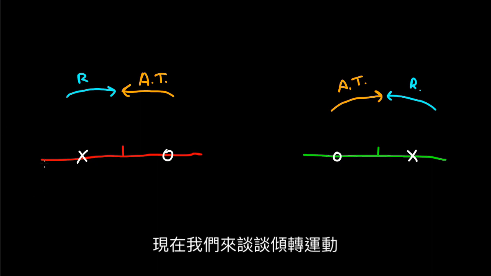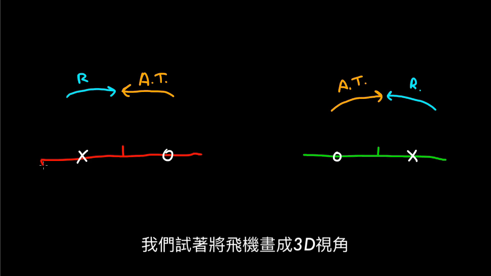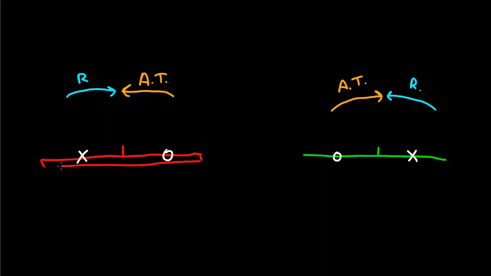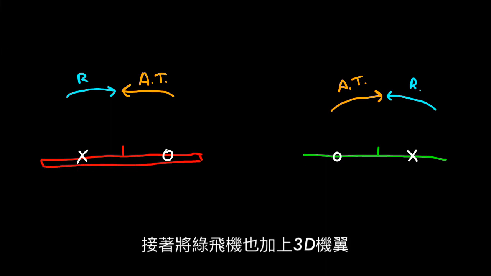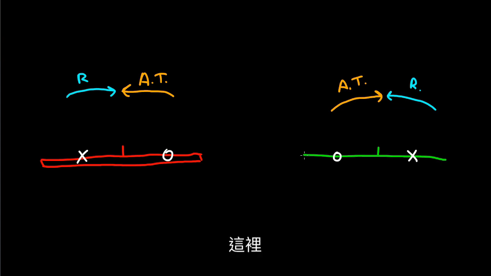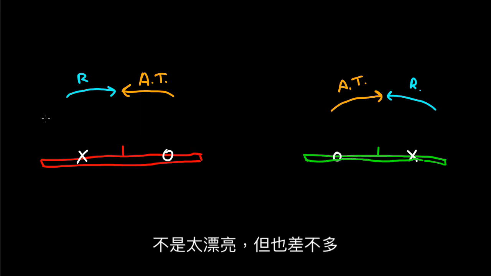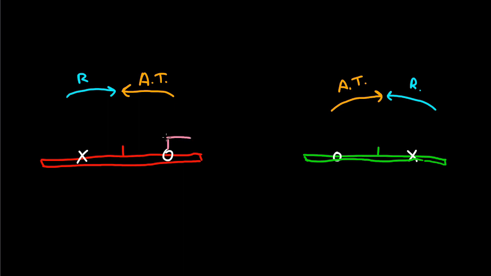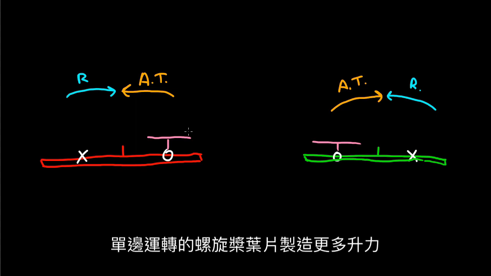Now, since we're talking about rolling motion, we'll make these aircraft a little bit three-dimensional. So we'll see if we can draw a three-dimensional wing there, and we'll draw a three-dimensional green wing right here. There we go. Not great, but good enough. It'll do. Once again, as you remember from the p-factor diagram, you've got a propeller, and the propeller. And the propeller generates more lift on one side of the blade.